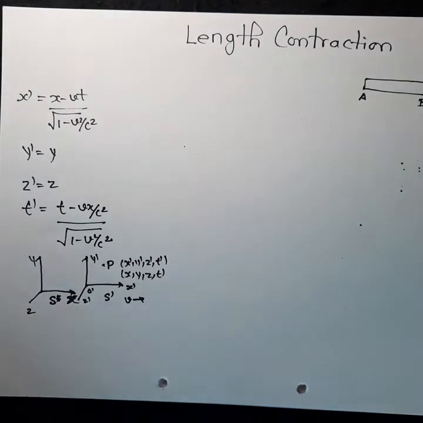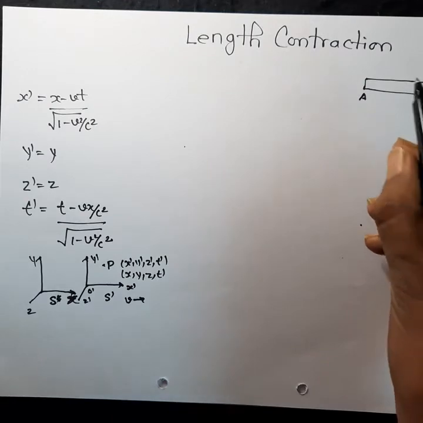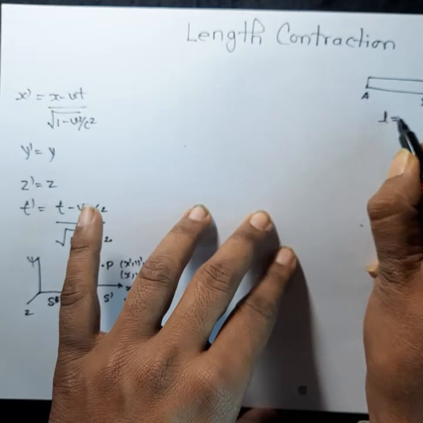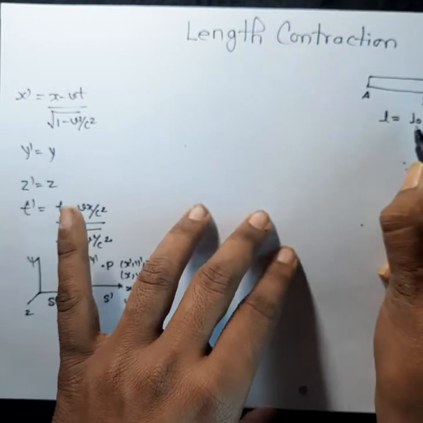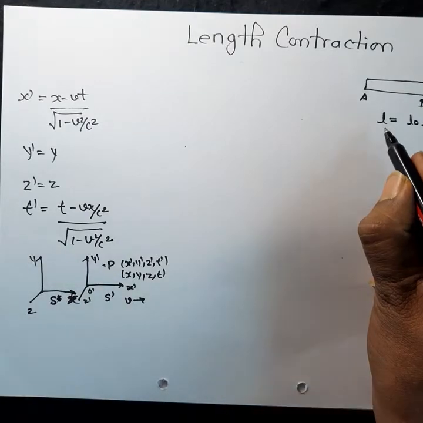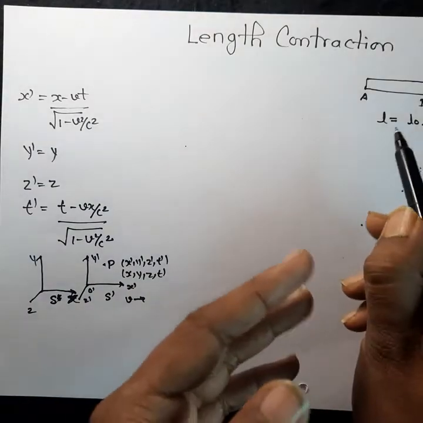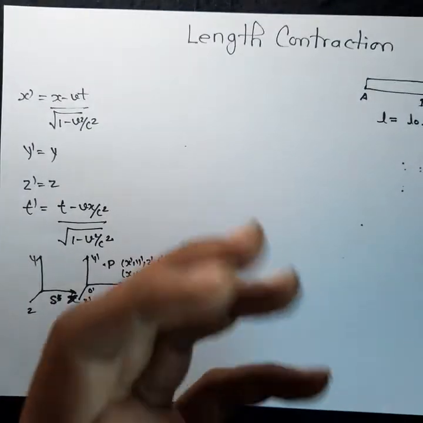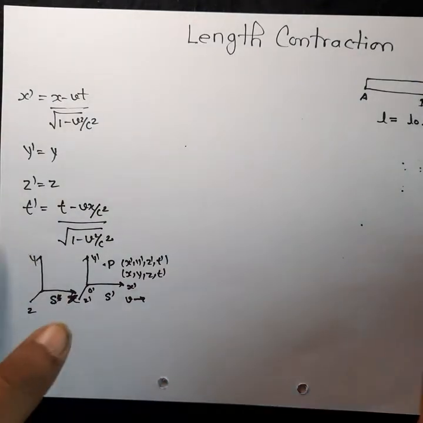Suppose there is some observer on the ground, and this rod is moving with velocity v. Then for the observer on the ground, the length of the rod will appear as L = L0 times square root of 1 - v²/c². L0 is the rest length of the rod, and L is the length measured by the observer which is stationary. So he will notice the length somehow smaller in size. This phenomenon is called length contraction.